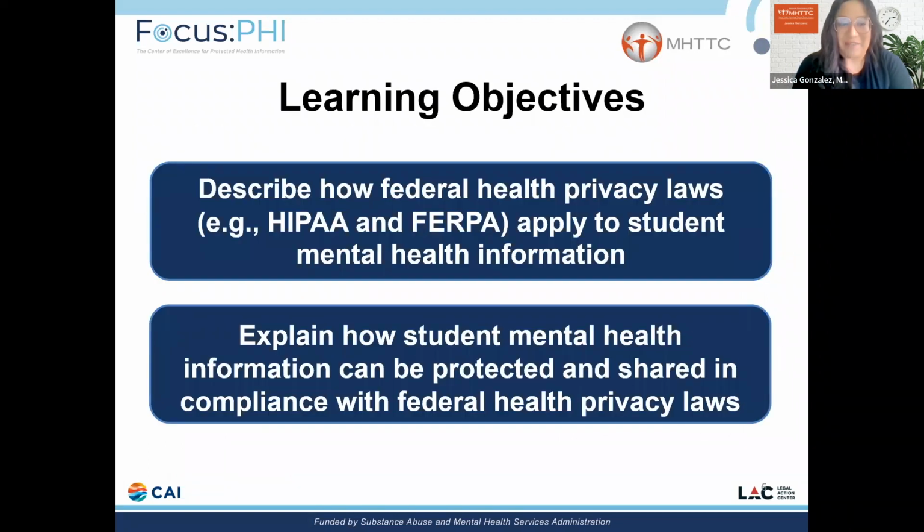Now, I just want to give a quick overview of our learning objectives before I pass it on to one of our amazing presenters for today. Today, we aim to describe how federal health privacy laws, such as HIPAA and FERPA, apply to student mental health information. We will also explain how student mental health information can be protected and shared in compliance with federal health privacy laws.